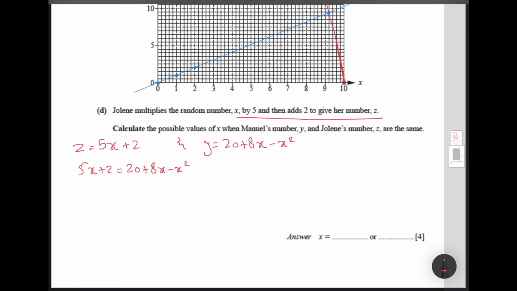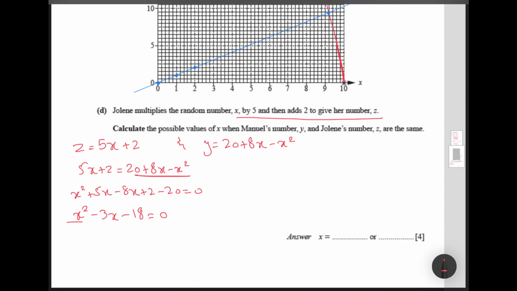So let's bring this equation to the left. So we have x square. I want x square to be positive, so I'll bring it to the left. Plus 5x minus 8x plus 2 minus 20 equal to 0. Then we simplify this. We get x square minus 3x minus 18 equal to 0. Now what we can do is either use the quadratic formula or break the middle term to find the factors. Breaking the middle term in this case I think is easier, so I'll break that.